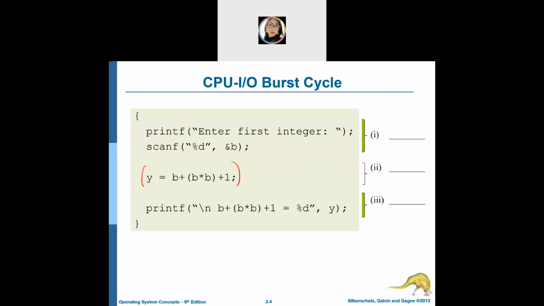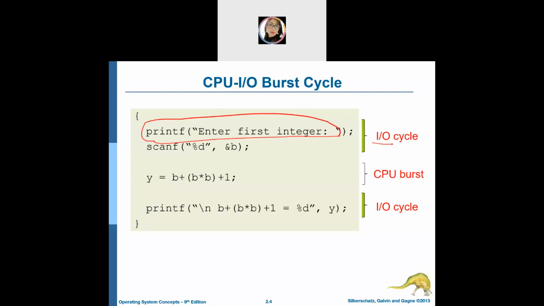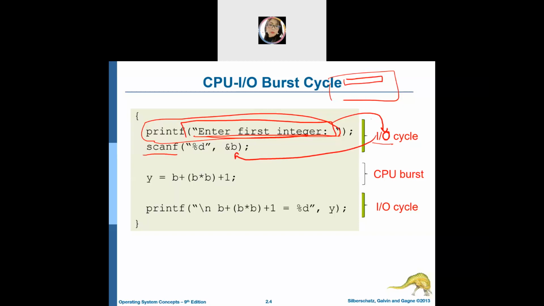And for this one, what will be handled? This one is the input output cycle. You print for the output, so on your screen you're going to print enter first integer. You will see this statement in your output, that's why it is the output. And in terms of input, what is it? Scanf, you need to press something on your keyboard, maybe 8. So you're going to see 8 in this part.